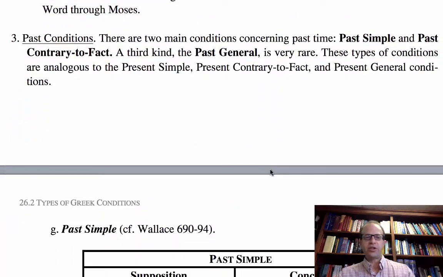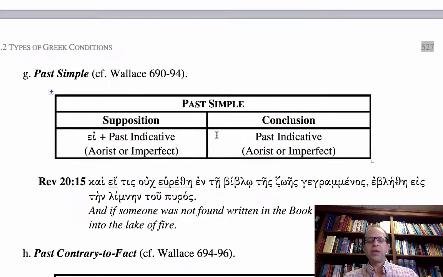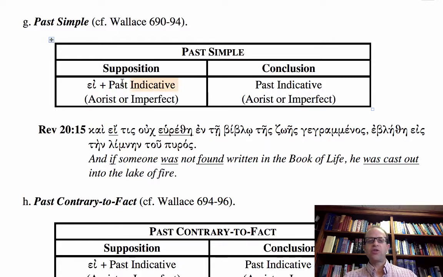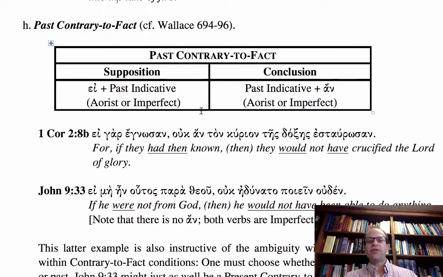Well, let's look at past conditions. There are two main past time frame conditions, the past simple and the past contrary to fact. A third kind, the past general, is very rare. These three types correspond with the present simple, present contrary to fact, and the present general conditions. So the past simple is the default past time frame condition. It's formed with ei and a past indicative verb, an aorist or imperfect, and then the conclusion is with the past indicative. The past contrary to fact is used to indicate that these situations are untrue.